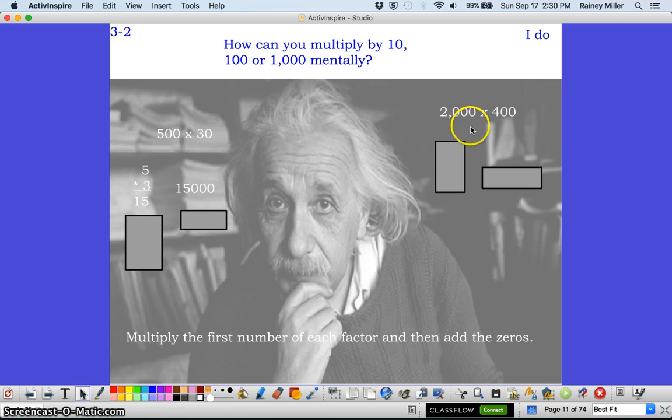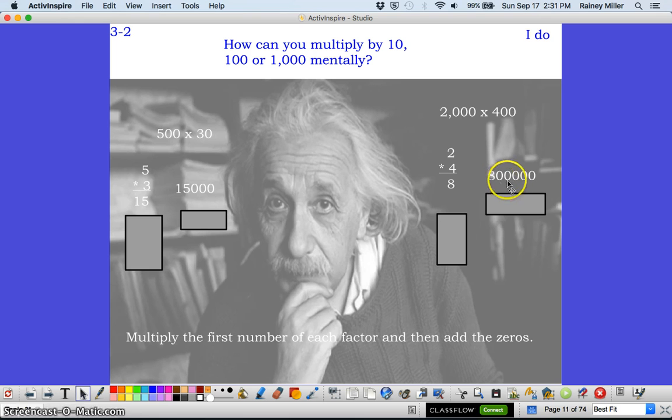I'll go over here and look at this one. So 2,000 times 400. Oh my gosh, how am I going to do this? Well, I take 2 times 4, and that gets me 8. And then I count how many zeros? 1, 2, 3, 4, 5. I have 5 zeros, so I write 8 and then follow that by 5 zeros. And that gives me that answer.